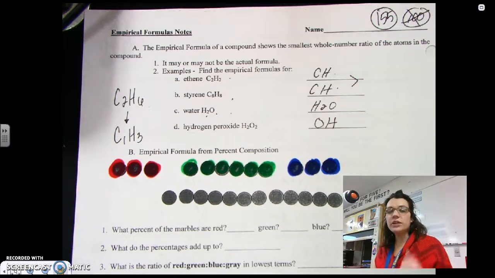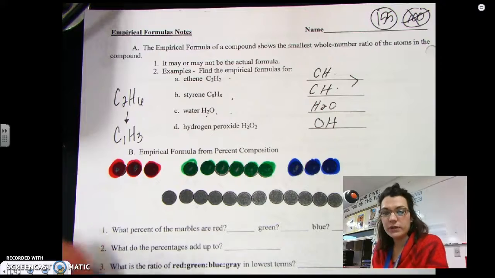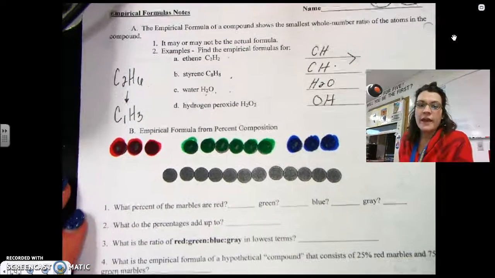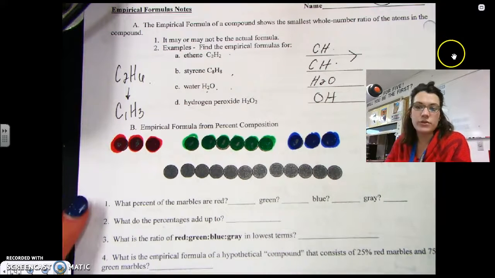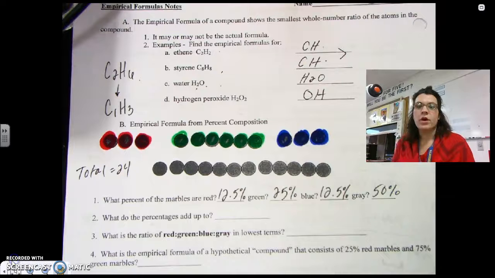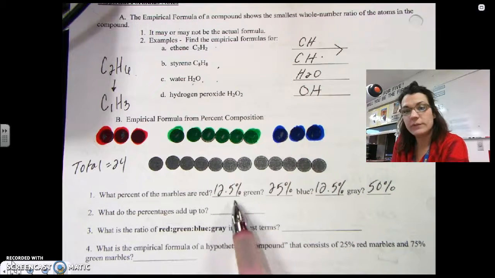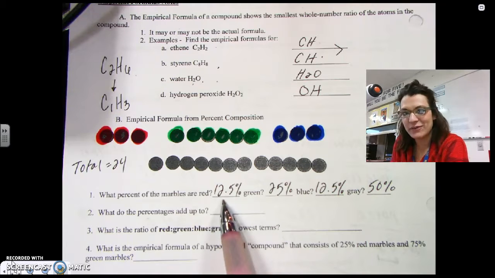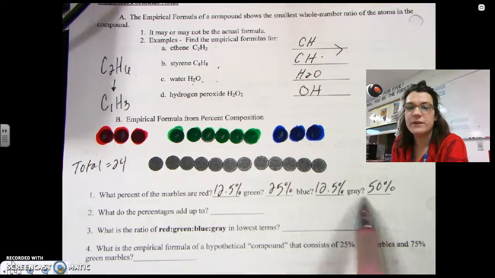Okay, so we actually use percent composition, which we learned yesterday, to find the empirical formula of a substance. So let's take a generic example here. Can you tell me what percentage of red, green, blue, and gray I have? Okay, so go ahead and take a second and do that. Okay, so what you should have gotten was something like 12.5% for red, 25% for green, 12.5% for blue because it's the same amount as red, and 50% for gray.